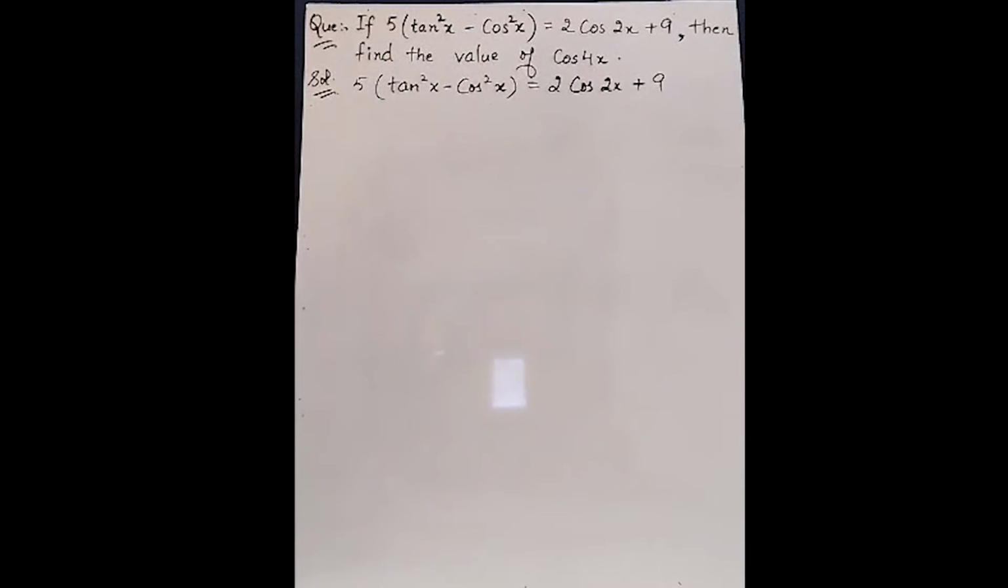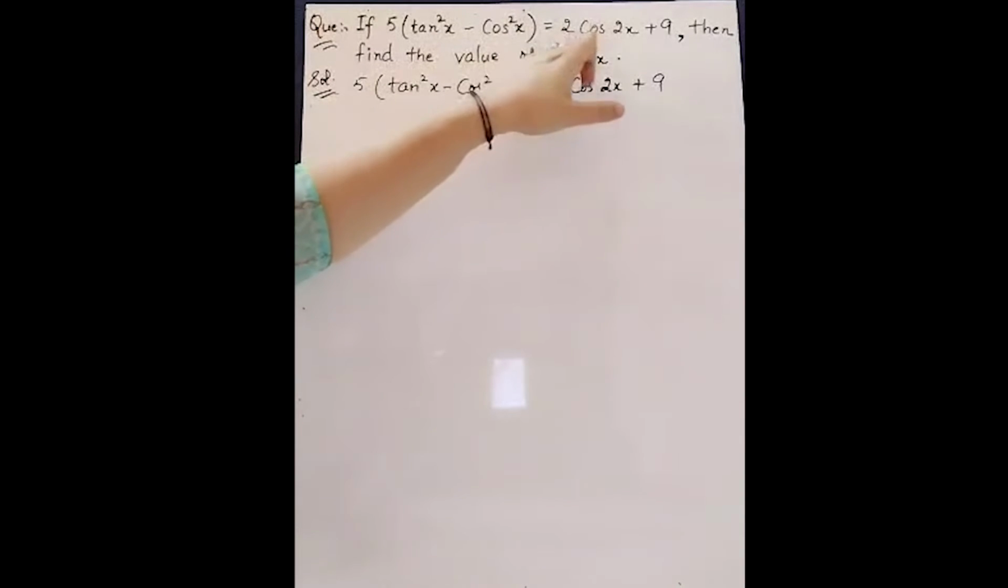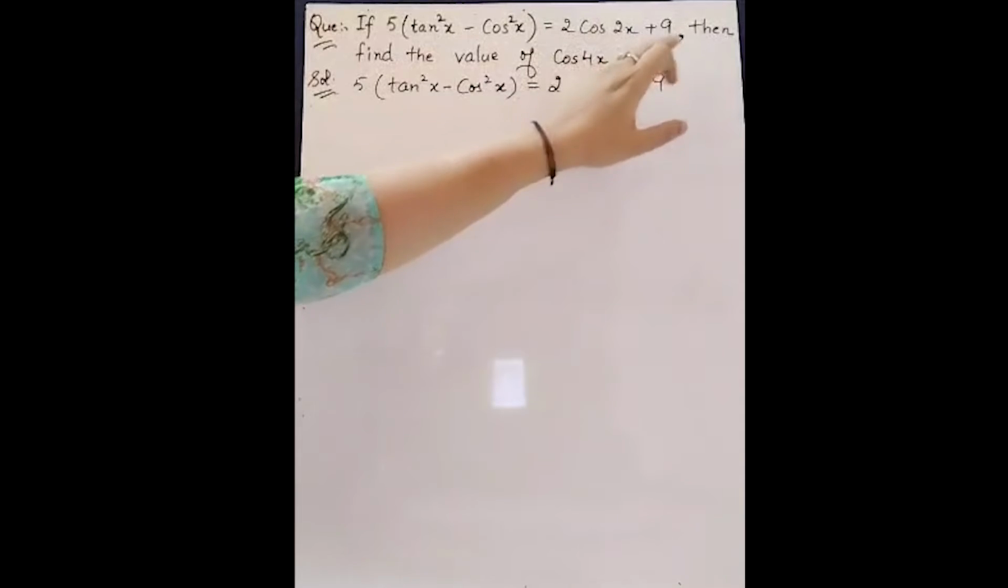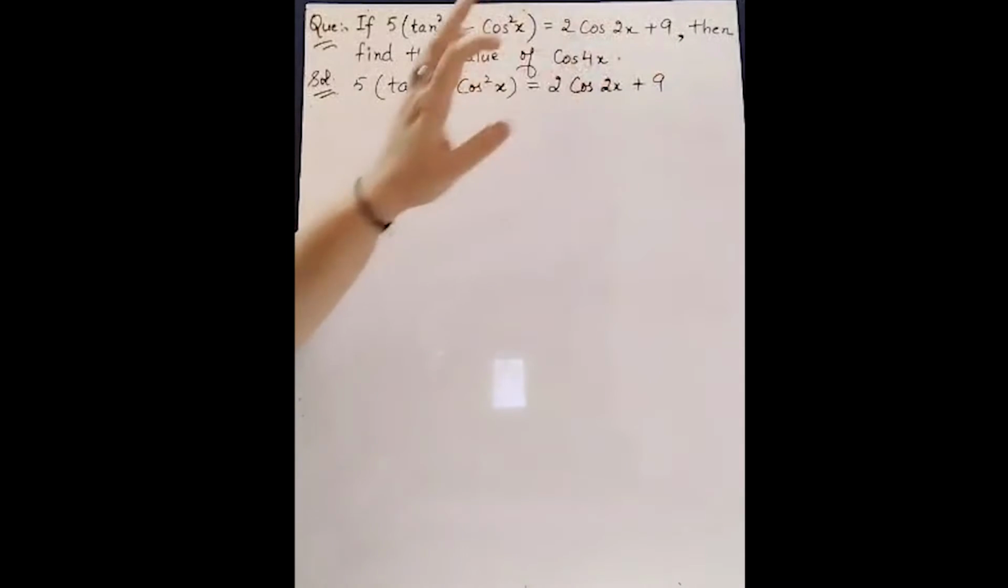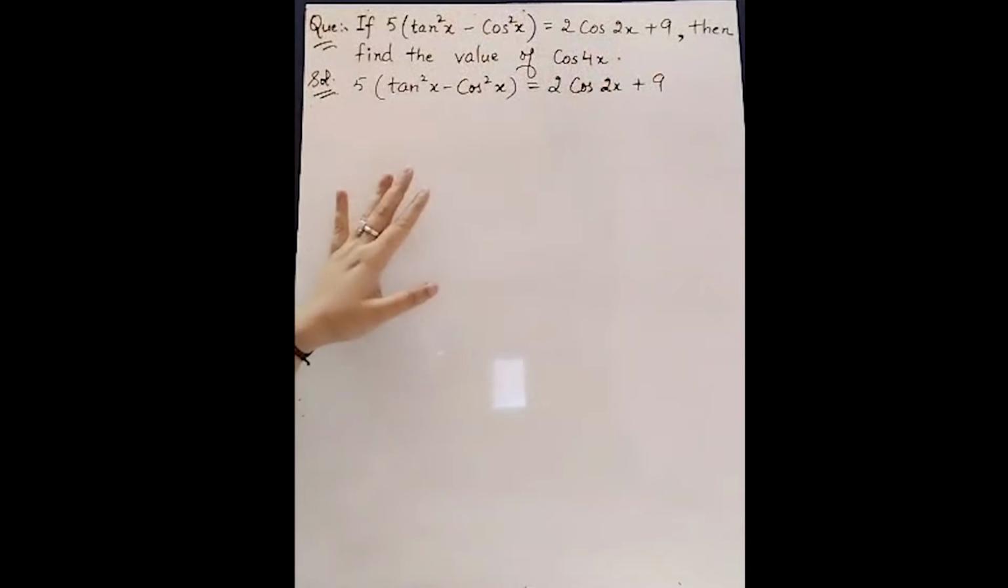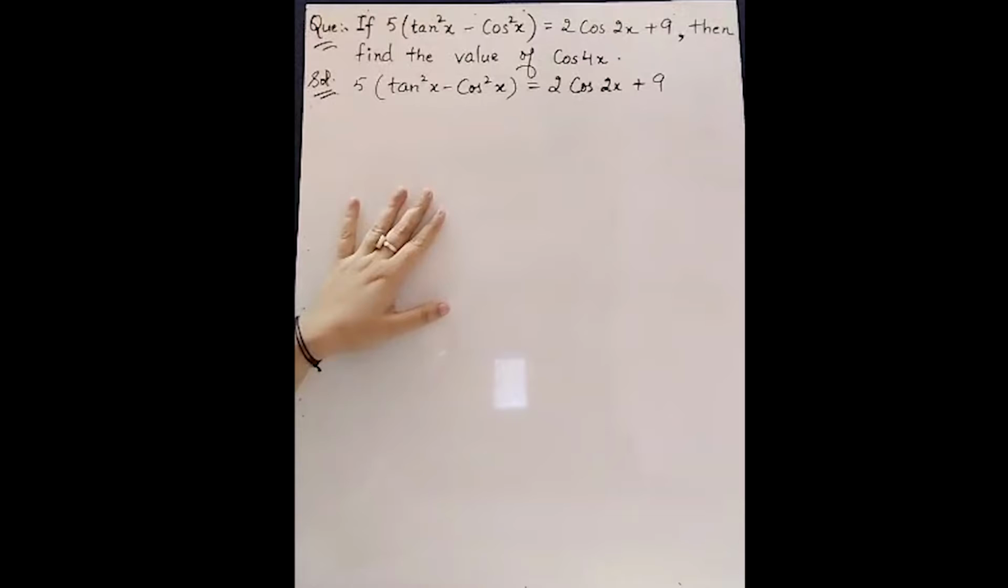Today we are going to discuss a question that came in the JEE Mains 2020 entrance exam. So here is the question. If 5 tan square x minus cos square x is equal to 2 cos 2x plus 9, then find the value of cos 4x. As you can see, this is related to trigonometric functions, so we will use trigonometric identities in this question.